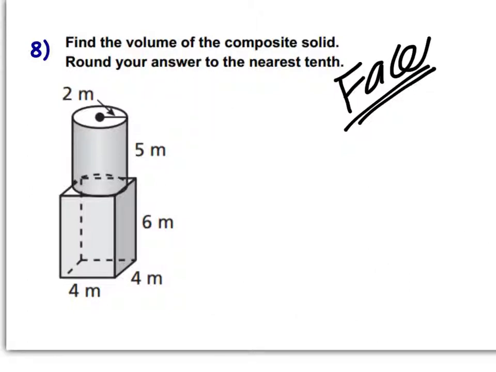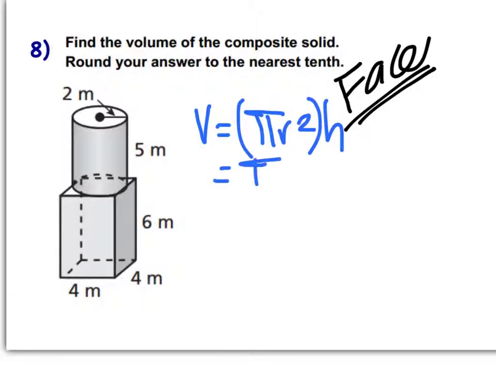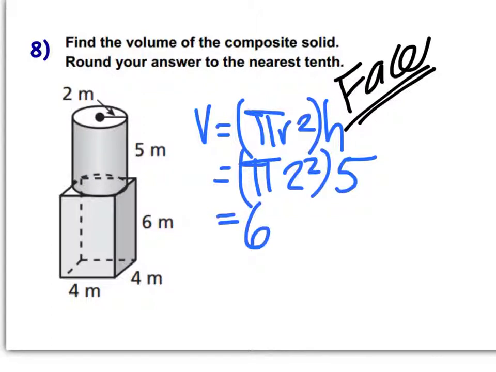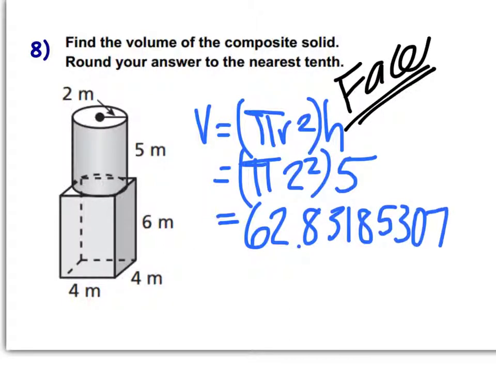All right, let's go ahead and check out our answers. So our cylinder, I'm going to go volume equals pi r squared times h. So let's plug that in. Pi times 2 squared times, what is the height of this cylinder? 5. Good job. I'm going to plug that straight into my calculator, and I'm getting 62.83185307.